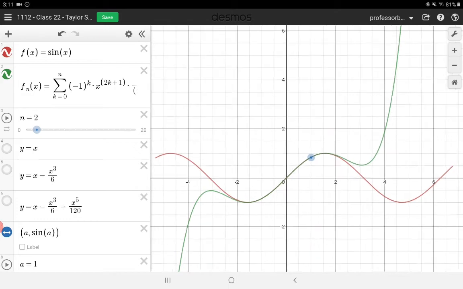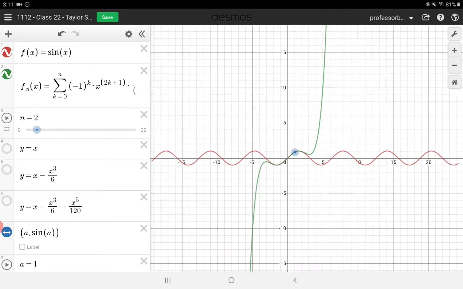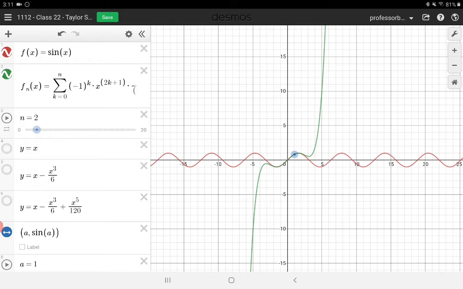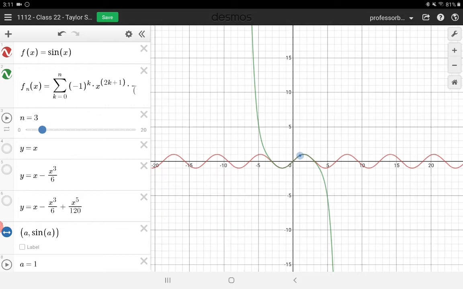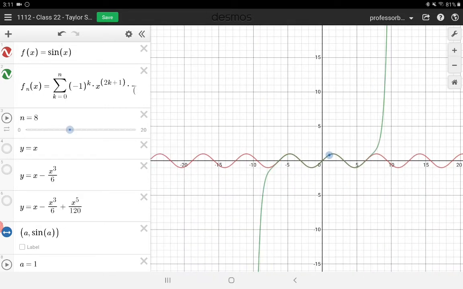And as I keep adding terms, I'm going to zoom out quite a bit so you can see this effect. There's the sine wave traveling left and right, and there's my, right now, 5th power quintic function. And as I add terms to it and I make n bigger, look at that. It's just kind of laying more pieces of the curve on top of the sine wave. It's becoming a better and better estimate.